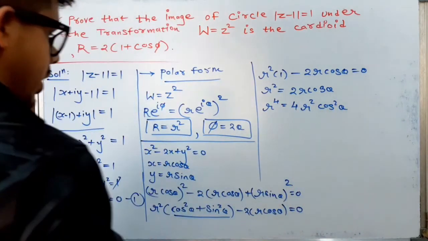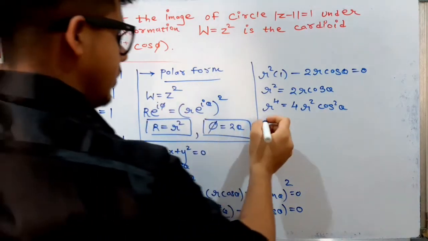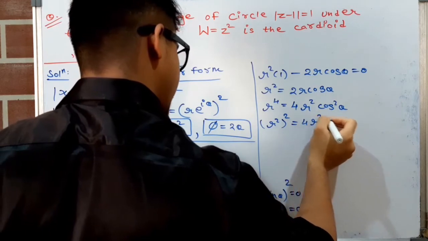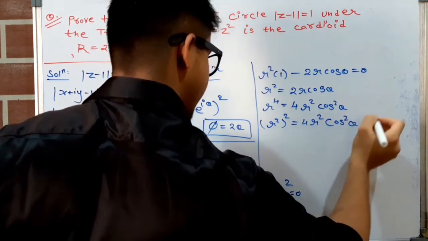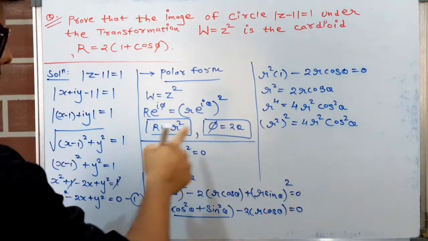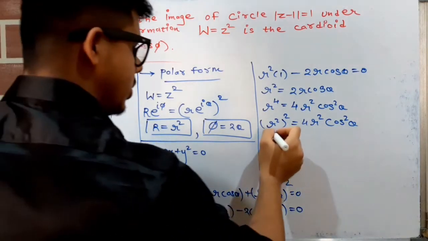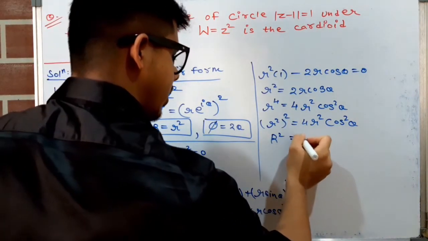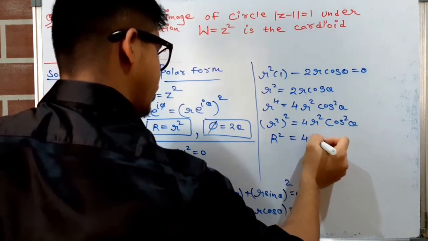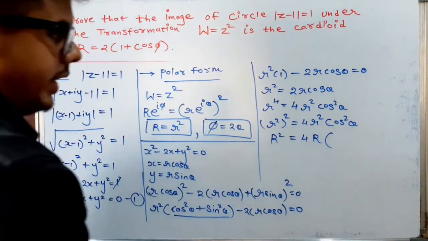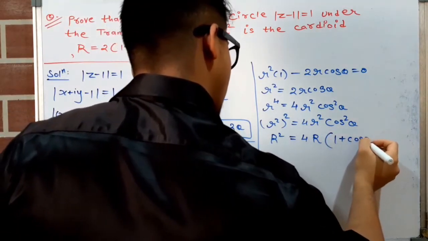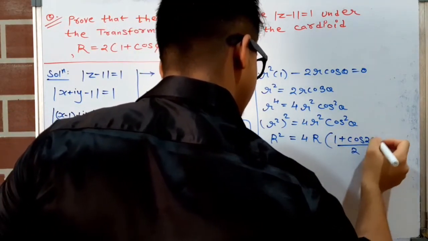Okay, now this is r square raised to square into 4r square into cos square theta. Now what is small r square? Small r square is the capital R. So here it will be r raised to 2 because here it is square into 4. R square is capital R, so 4r. Now what is cos square theta? Cos square theta can be written as 1 plus cos 2 theta divided by 2.